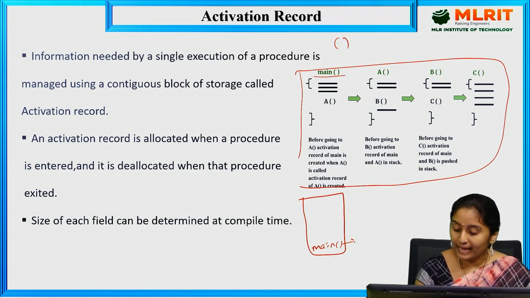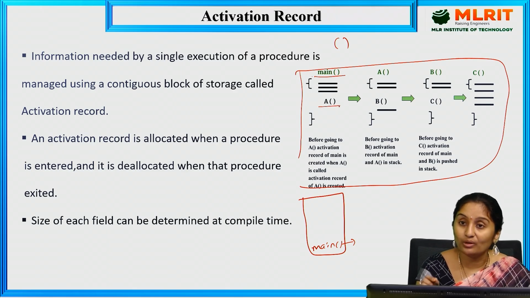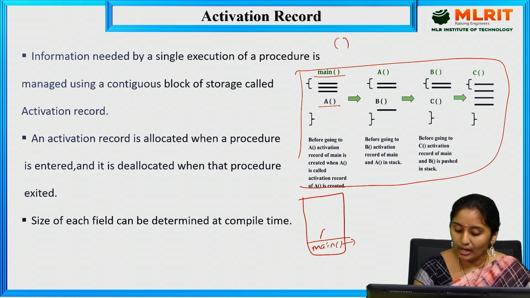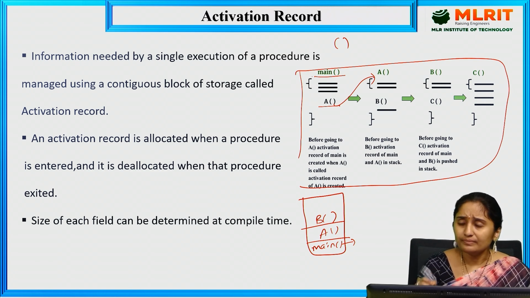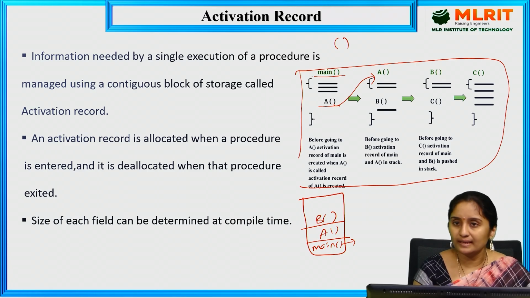One activation record is created for main, and then internally the main function has one more function call, A. So again an activation record is created. Again, in A's function call there is B, so a B activation record is created. For every function call one activation record will be created, and these activation records will be popped when the execution of that function is completed.